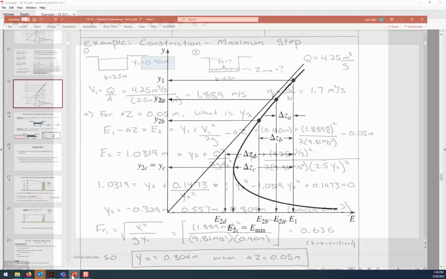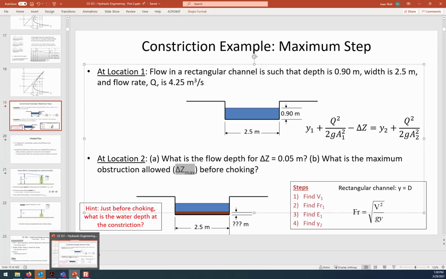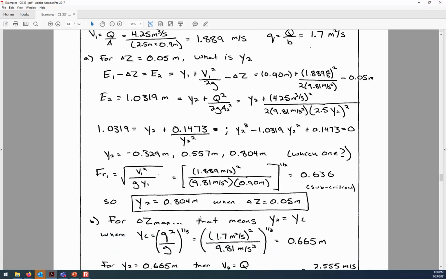Okay, part B is asking what if we want to go as high as possible? What's the biggest step that can occur to just prevent choking? So we're going to say, let's have it be critical flow depth at 2, and then we'll solve for the unknown delta Z.